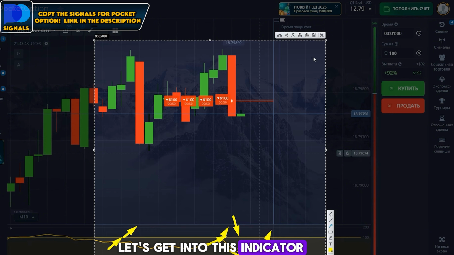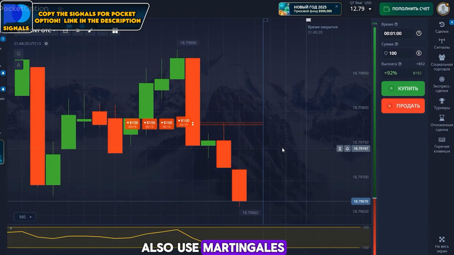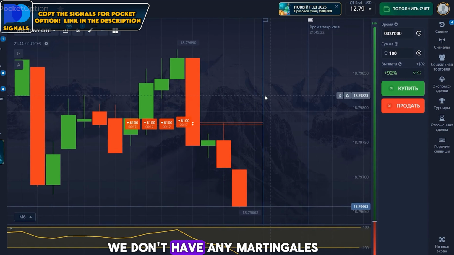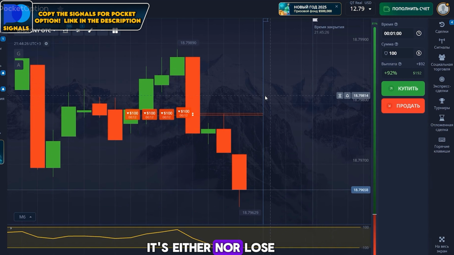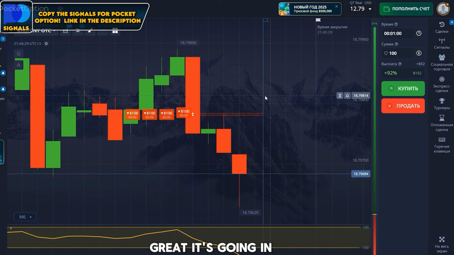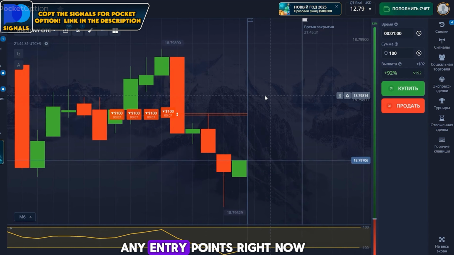Let's get into this indicator. Let's watch. You can also use martingales, but in this case, we don't have any martingales. We're just loading the entire amount and that's it. It's either win or lose. There are no more options. Great, it's going in.